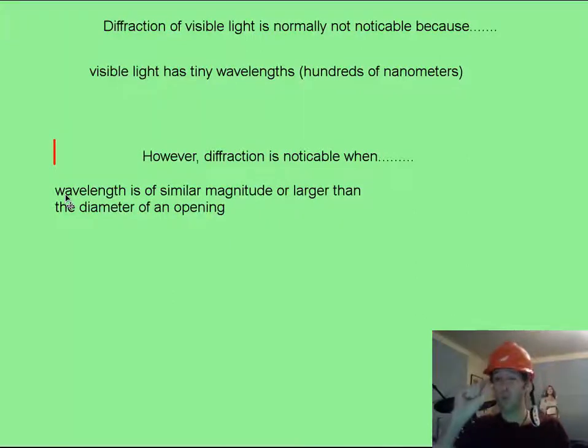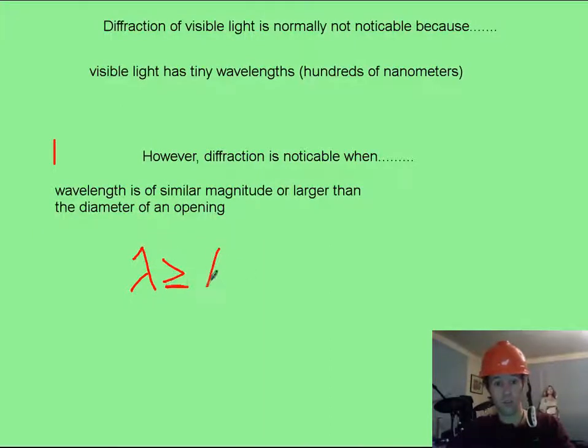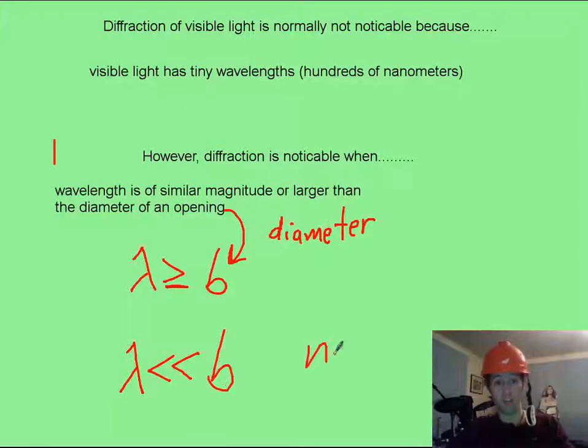Let's say you've got a really, really tiny slit approaching hundreds of nanometers. Then you're going to start seeing some crazy diffraction stuff. And I do mean crazy. And that is going to happen when lambda is greater than or equal to b, which is the diameter of our opening or the width of our slit. If the wavelengths are much, much smaller than b, then you won't see anything.